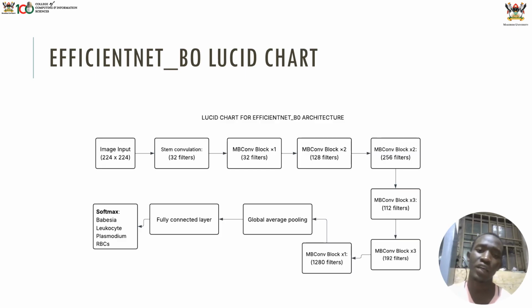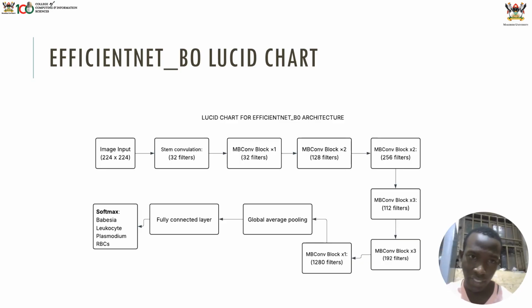Then from there, we go to the next layer, which consists of the MB-conv blocks. Of course, we have 32 filters. It also analyzes and extracts features using lightweight operations. Then you go to the second, which has 108 filters. For each stage, it focuses on learning more detailed patterns and shapes.